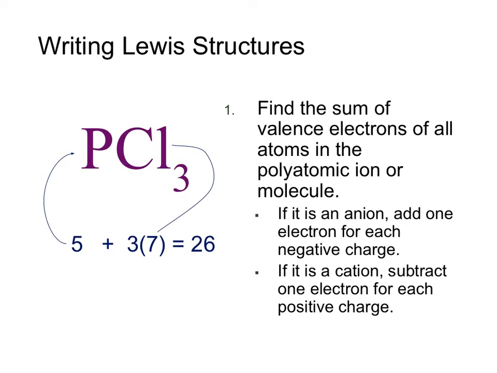And so here we're going to write the Lewis structure of PCl3, phosphorus trichloride. So the first thing we want to do is find out how many electrons we have to deal with. Phosphorus has 5 valence electrons. Chlorine has 7, and we have 3 chlorine atoms total. 3 times 7 is 21, plus our 5 from phosphorus. Means that we have 26 total electrons to deal with for phosphorus trichloride.